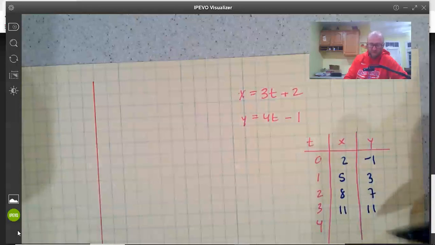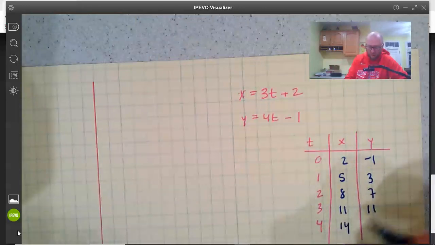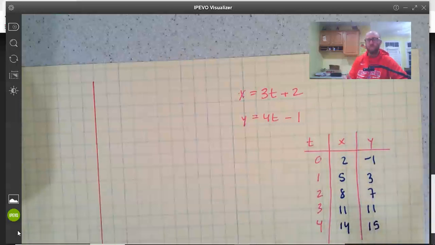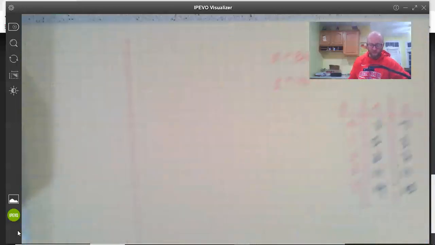Oh, look at that. You notice how we're going 2, 5, we're going up by 3, so the next one's going to be 14. Over here, we're going up by 4, so the next one's going to be 15. Okay. Let's go ahead and plot some of these points. We have 2, negative 1.